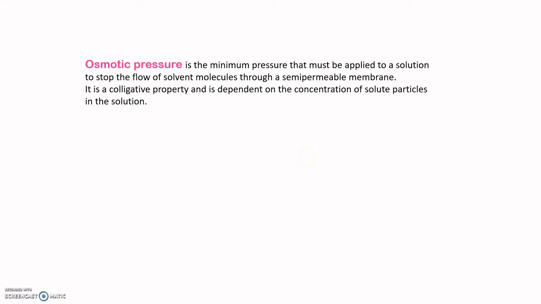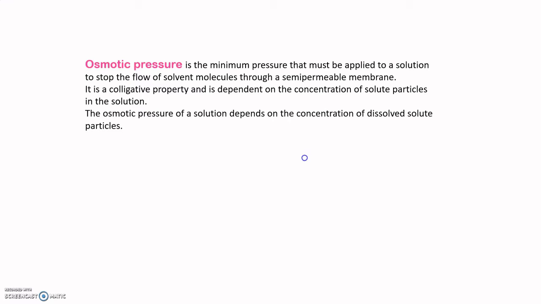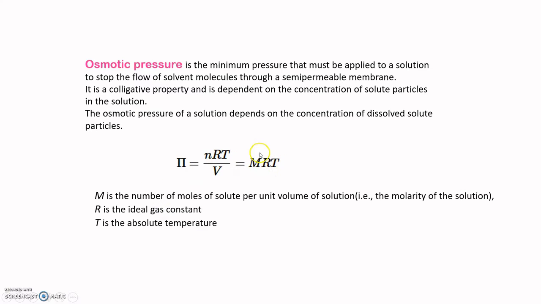And it is a colligative property. It depends upon the concentration of solute particles in the solution. It is given by the expression pi = mRT or CRT or nRT/V. Pi is the designation for osmotic pressure. Here m is the number of moles of solute particles per unit volume of solution. That is n/V is m, or some books put it as capital C. Pi = CRT. R is the ideal gas constant and T is the absolute temperature.